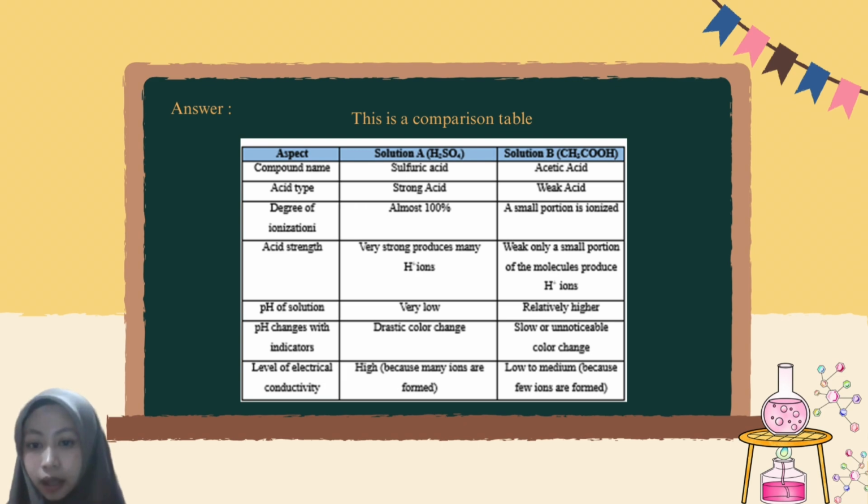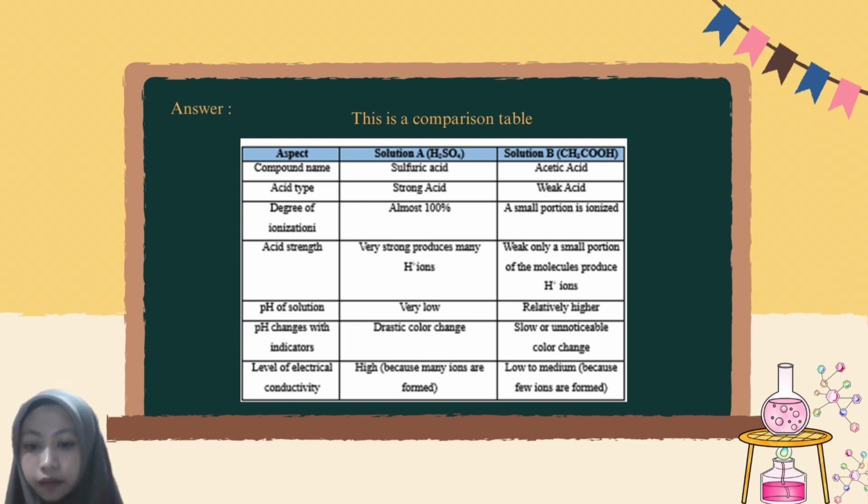Number 1. Compound name. Solution A is sulfuric acid. Solution B is acetic acid. Number 2. Acid types. Solution A is strong acid and solution B weak acid. Number 3. Degree of ionization. Solution A almost 100% and solution B a small portion is ionized. Number 4. Acid strength. Solution A very strong, produce many H plus ions. Solution B weak, only a small portion of the molecules produce H plus ions.